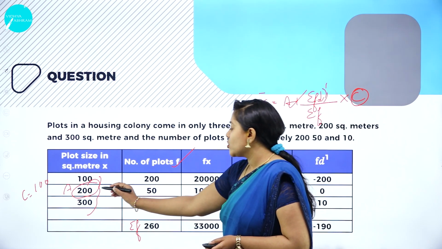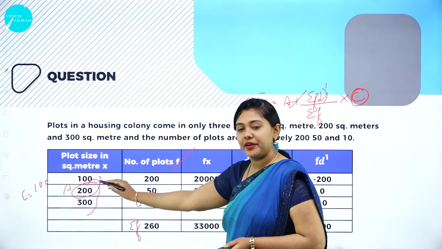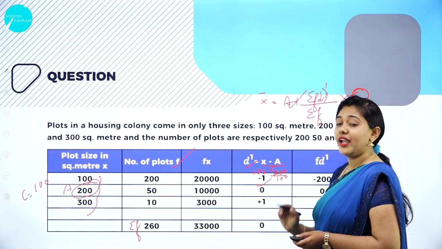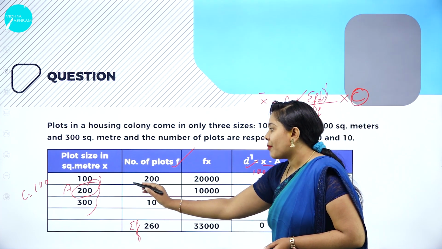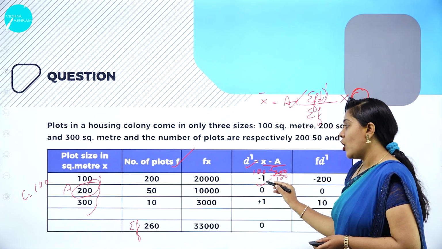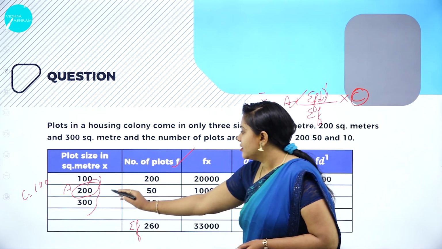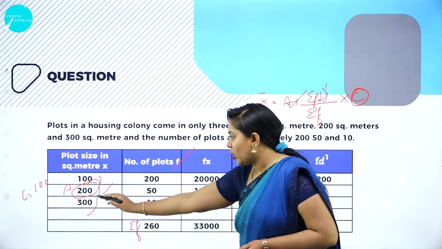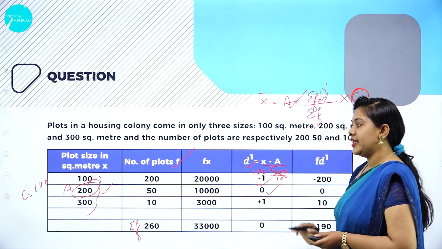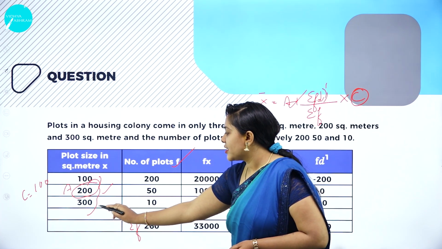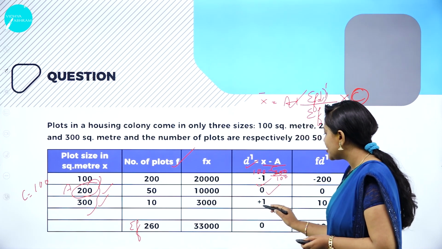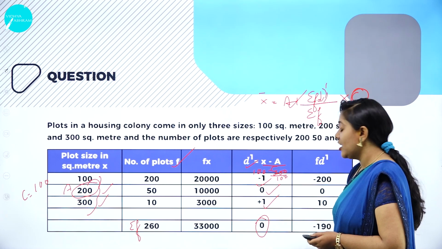Okay, I repeat. What is the X value? 100. What is the assumed mean? 200. So X minus A, that is 100 minus 200 divided by the common factor 100, the value you get is minus 1. Again, what is X here? 200. What is the assumed mean? 200. 200 minus 200 divided by 100, you get 0. And next, what is X? X is 300. 300 minus 200 divided by 100, you get plus 1.